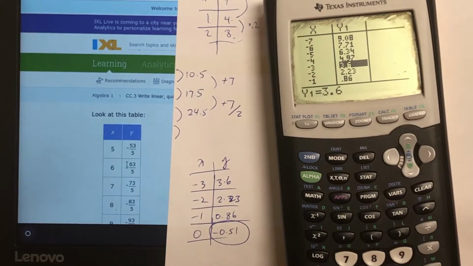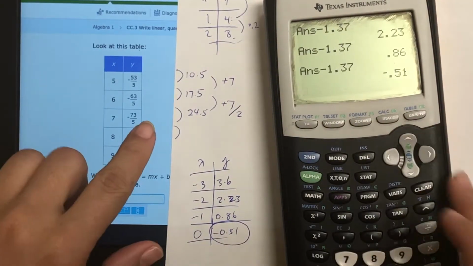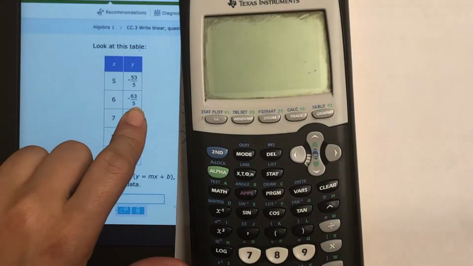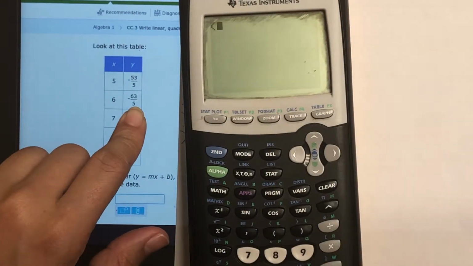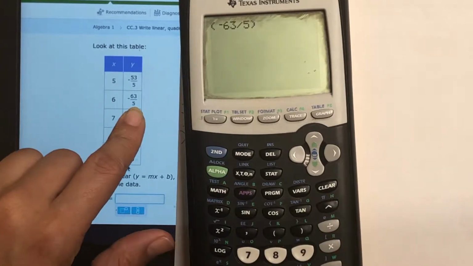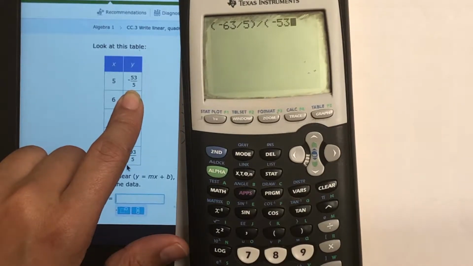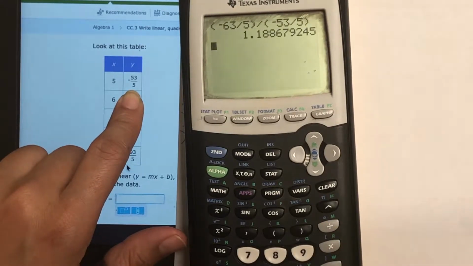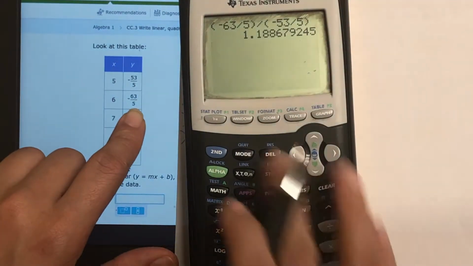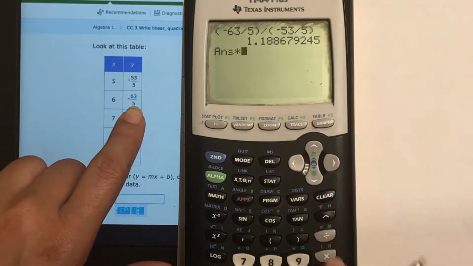All right, don't be afraid of fractions. They're the exact same thing. First I'm going to check if it's exponential. Just remember the fractions always go in parentheses. So negative 63 divided by 5, and then we're going to divide that by negative 53 over 5 to check if it's exponential. This is what we're multiplying by. When you multiply this fraction by this, we should get the next one. Anytime you have fractions, you just put them in parentheses. That's all you have to do.